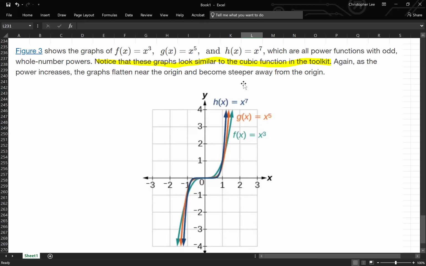So notice that these graphs look similar to the cubic function in our toolkit, right? Again, as the power increases, the graph flattens near the origin, right? So we flatten it out right here, and becomes steeper away from the origin. So boom. Basically it looks like this, and then as the power increases, it's kind of becoming a little bit more like this, also flattening out.